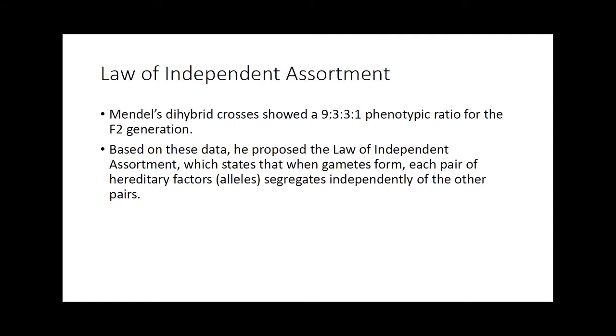So to put it in terms of how this is written right here, the law of independent assortment states that when gametes form, each pair of hereditary factors segregates independently of the other pairs. I think actually you said zygote, but you should have said gamete. A zygote is made when two gametes meet, right? An egg or a sperm is a gamete. A fertilized egg is a zygote.